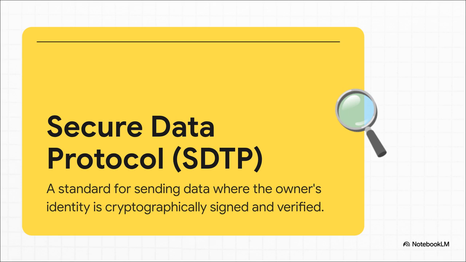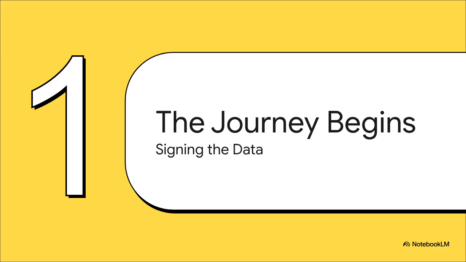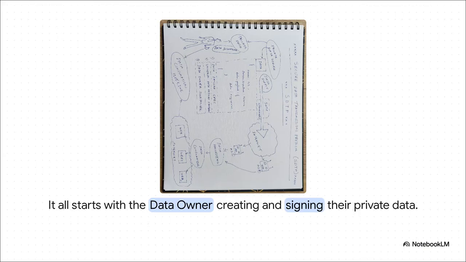Now, the main idea sounds pretty simple, but it's actually a huge shift in thinking. The idea is, before your data even leaves your computer, you digitally sign it. That signature becomes like a digital passport that travels with your information, proving where it came from at every single stop along its journey. So, where does this whole journey kick off? Well, according to this blueprint, it all starts with the data owner. It starts with you.